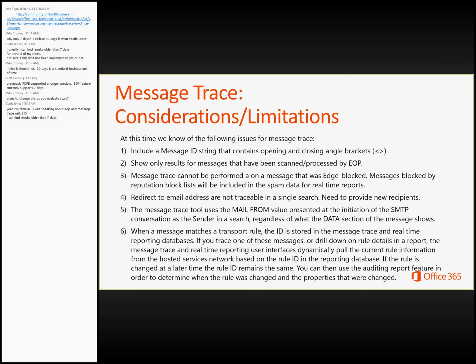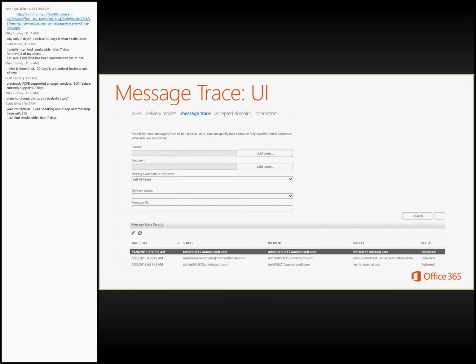When a message matches a transport rule, the transport rule ID gets stored in a database, and later if we change the rule, the ID remains the same. So those were the limitations about message trace. Moving on, we will discuss different methods of message tracking or message trace. We have two methods of message trace: one is from the user interface, and the other is connecting to Office 365 using remote PowerShell.